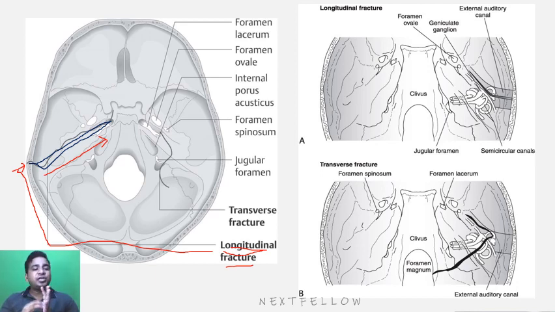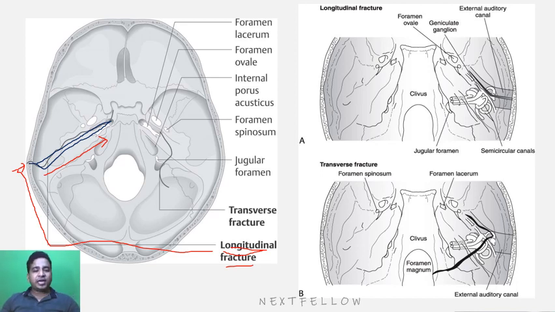But in this fracture, the chance of injury to the inner ear is very low, and the chance of facial paralysis is 20%. That means less chance of facial paralysis. So the prognosis is comparatively good.